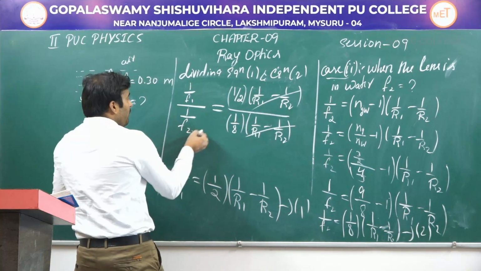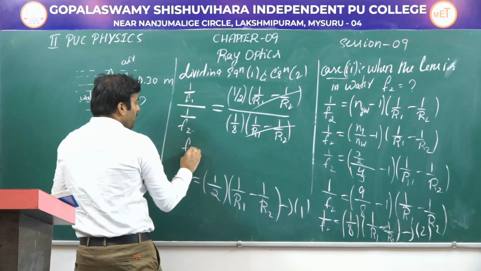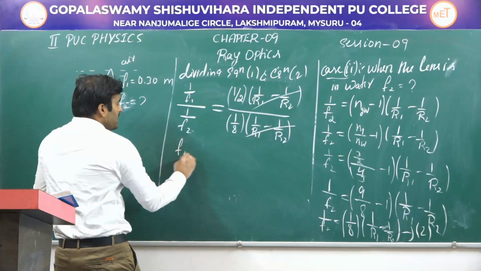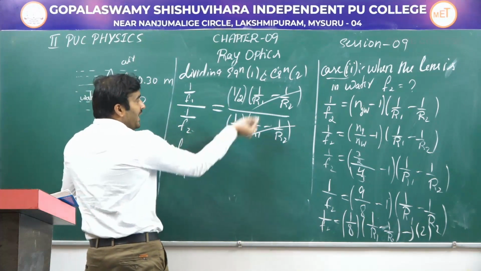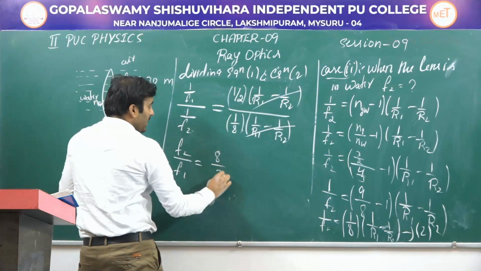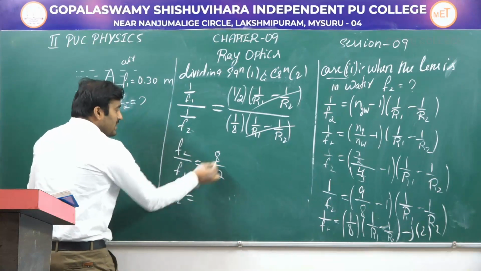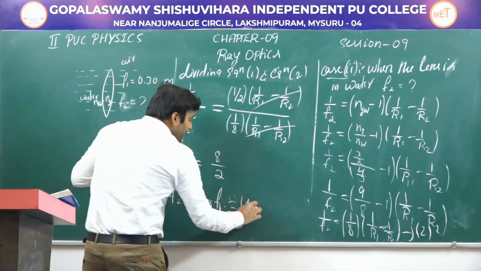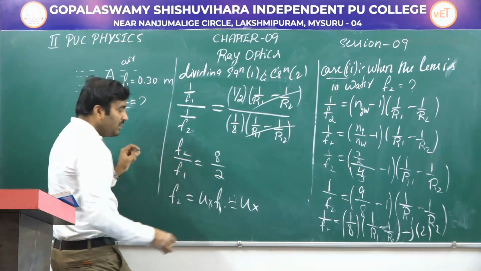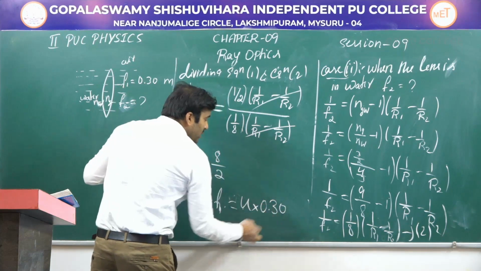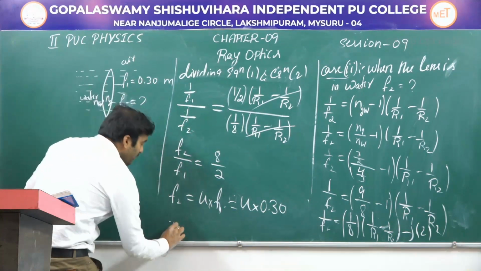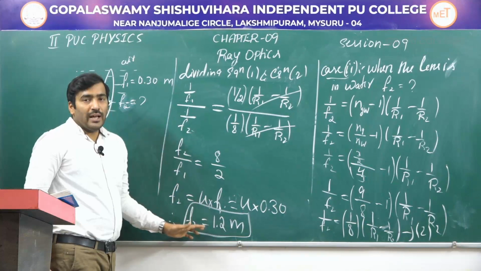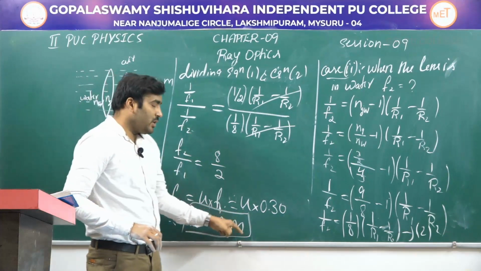What remains is f2 goes to the numerator and f1 comes to the denominator, therefore f2 by f1 is equal to 8 by 2, so f2 equals 4 into f1, correct? I know the value of f1 is 0.30 meter, therefore 4 into 0.3 is 1.2 meter. Therefore, f2 equals 1.2 meter. So we got the value of focal length when it is immersed in water.